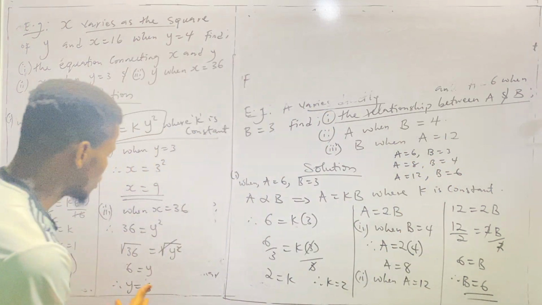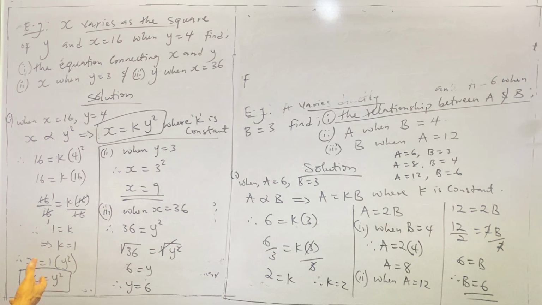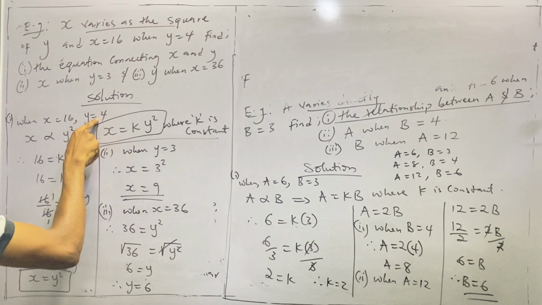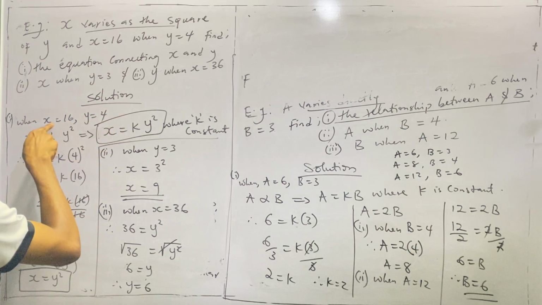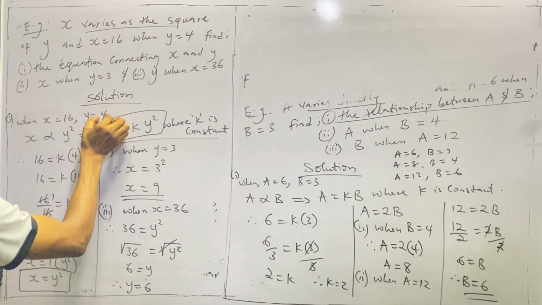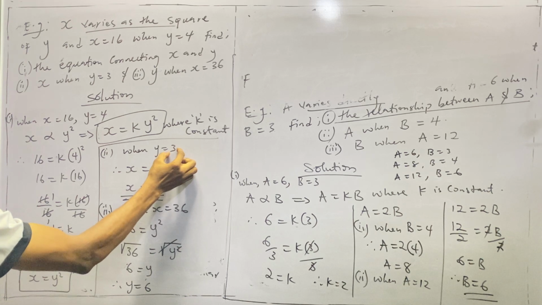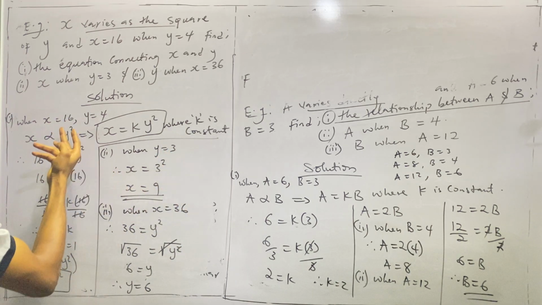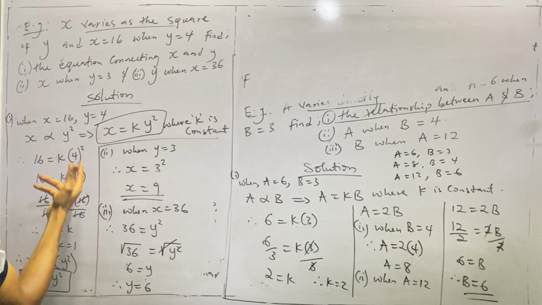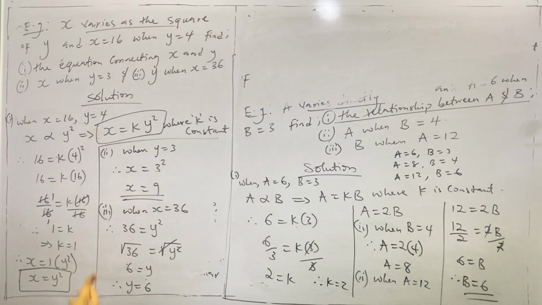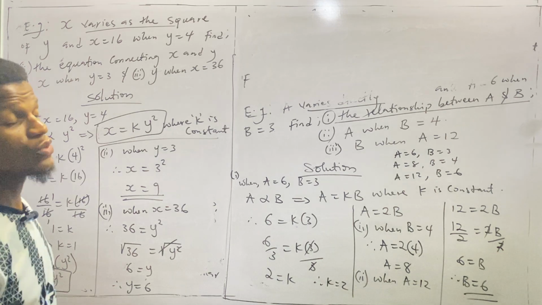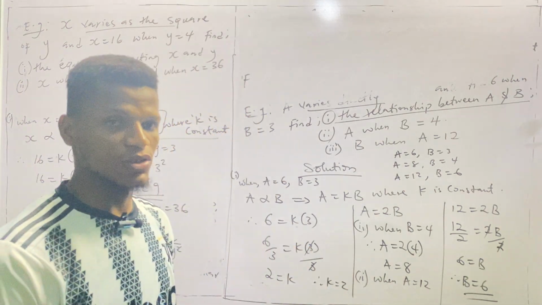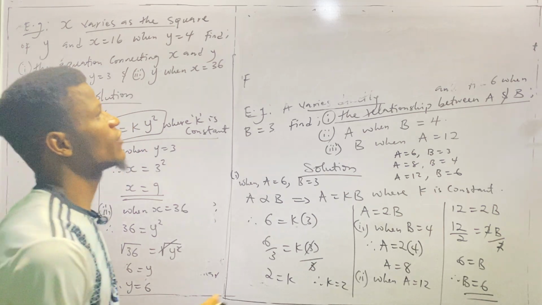And the same thing here for direct variation. When y is 4, x is 16. When y is 3, it has stepped down by 1, it's 3. X is 9. X has stepped down by 7. So you see that this shows direct variation. As one increases, the other increases. As one decreases, the other also decreases. So let's go to inverse variation.